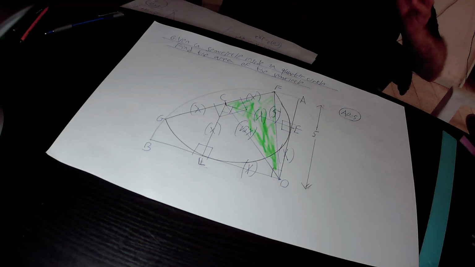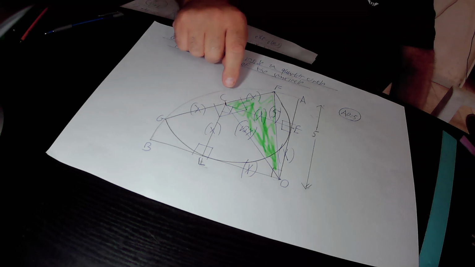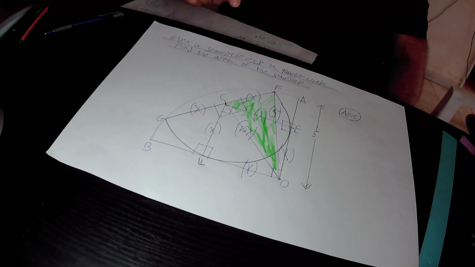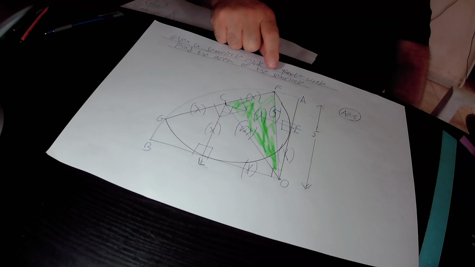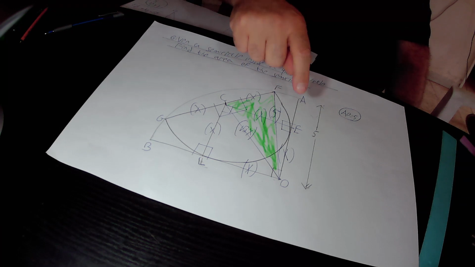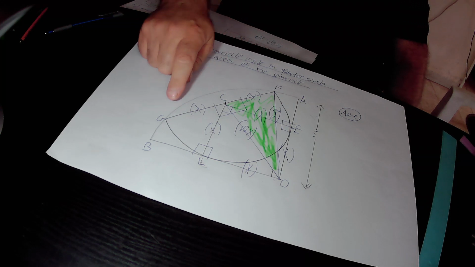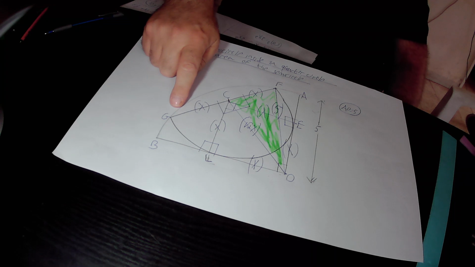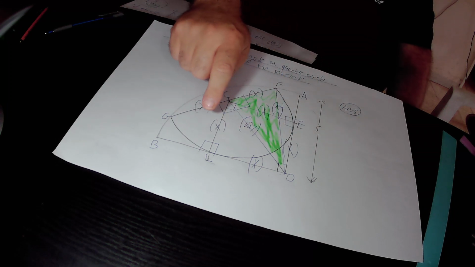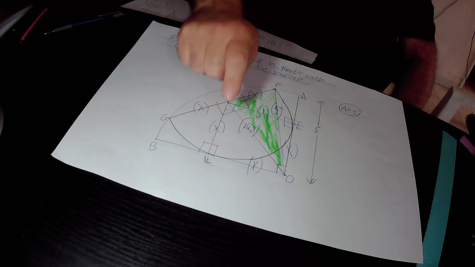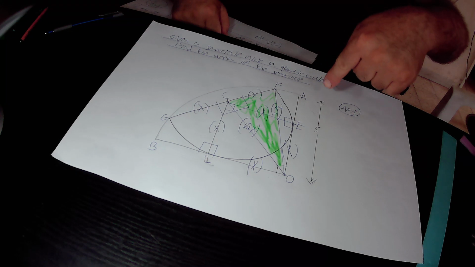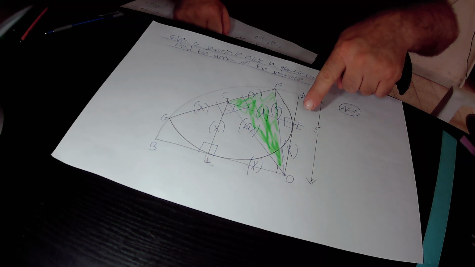So first of all, we define the center of this semicircle, this point, as point C. We define the touching point of this semicircle with this quarter circle, this point, as point F. We define the other touching point of this quarter circle with this semicircle, this point, as point G. We define the point of tangency of tangent BO with this semicircle, this point, as point L, and finally we define the point of tangency of tangent AO with this semicircle, this point, as point E.